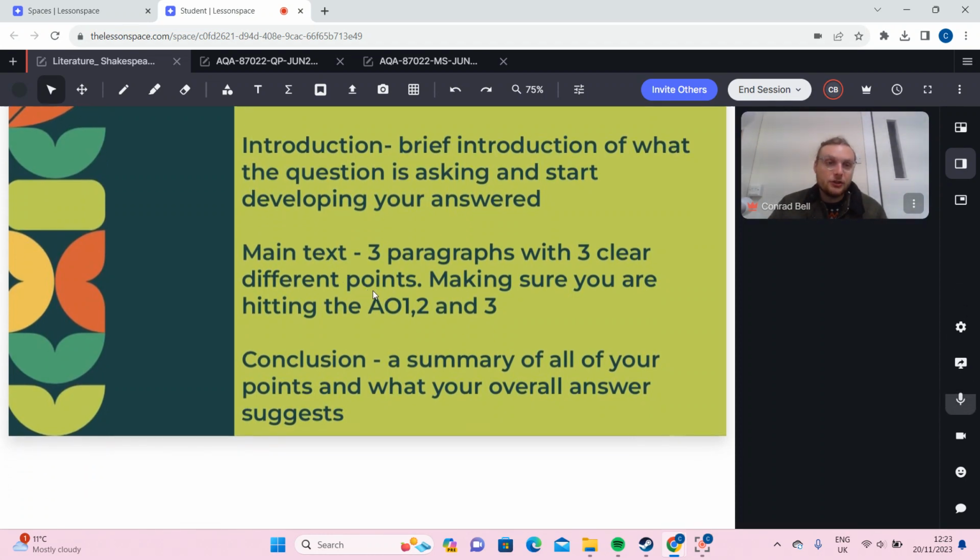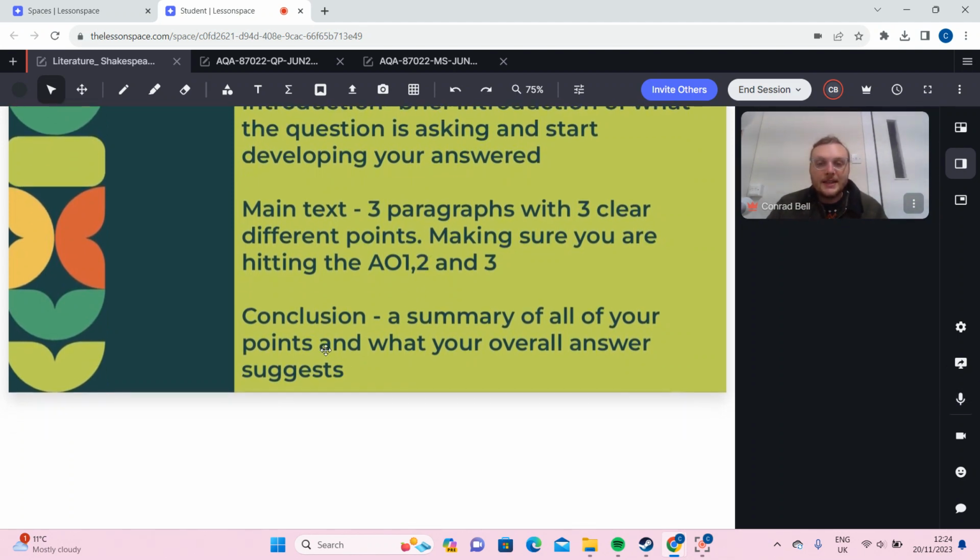And then the main text should be 3 paragraphs. Aim for 4 if you can. 3 is good. If you do 3, you're not going to lose marks. And with the time limit, 3 is good. But it needs to be 3 completely different points. If you find you've got time and you've got more things to talk about, you can throw in another one. So there needs to be 3 paragraphs with clear different points and making sure you're hitting the AO1, 2, and 3.